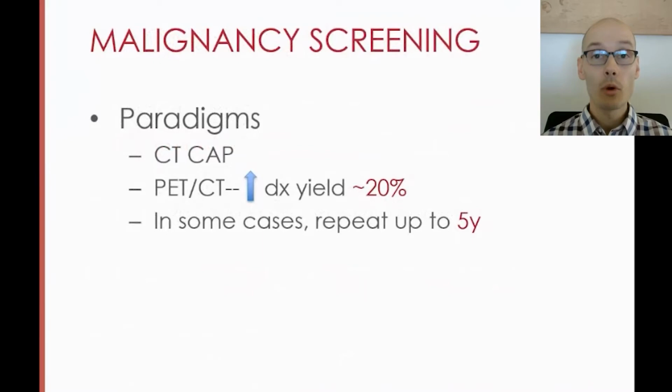Before we go more into this case, let's talk about a couple paradigms. So when screening for systemic malignancy, CT chest, abdomen, pelvis is a very good start. But adding a metabolic imaging type, or the PET, can increase diagnostic yield by about 20%. And what's important to keep in mind is that in some cases where paraneoplastic conditions are strongly suspected, repeating imaging up to 5 years is helpful.